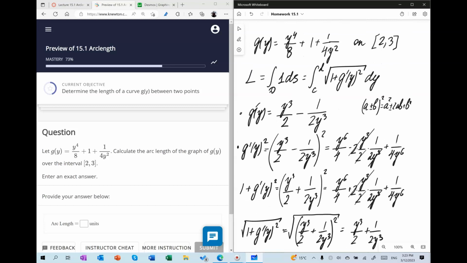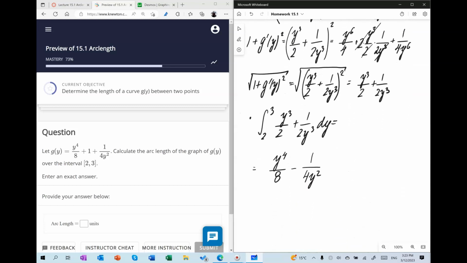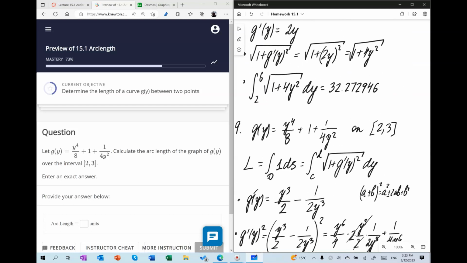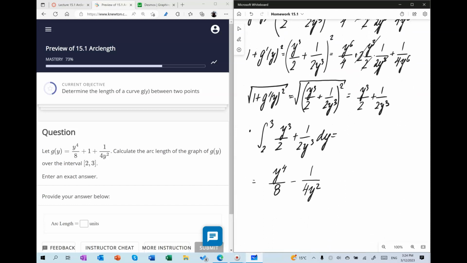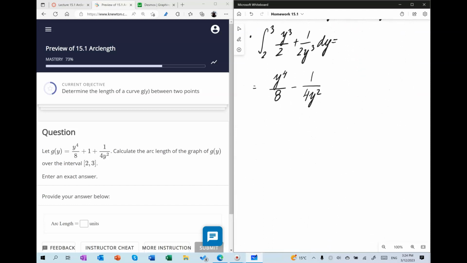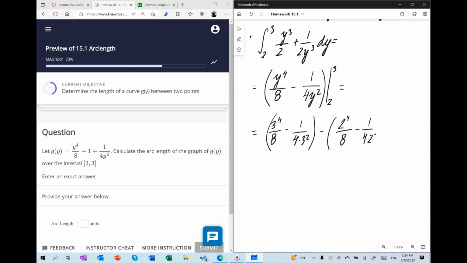And usually it looks a lot like the original function, so that's kind of how you can check whether you're on the right track or not. And looks like we are, and we have to evaluate it between 2 and 3. We are asked to enter the exact answer, so we have to do all the math here. Throwing in 3 gives us this. Throwing in 2 gives us this.